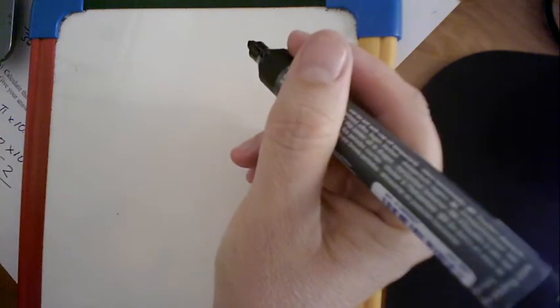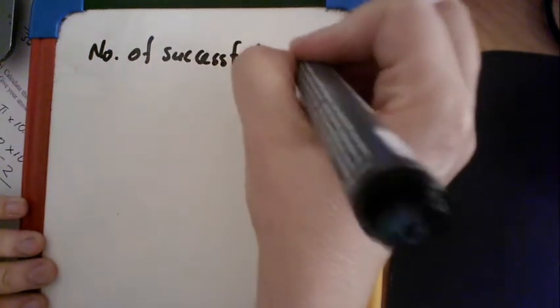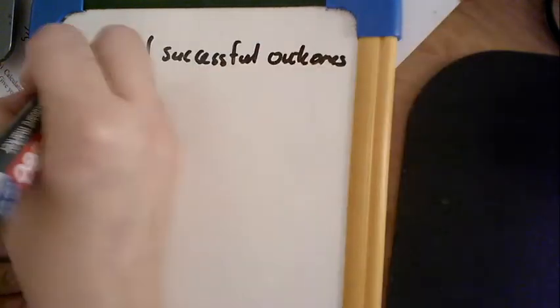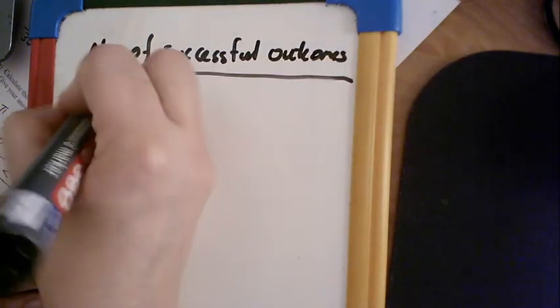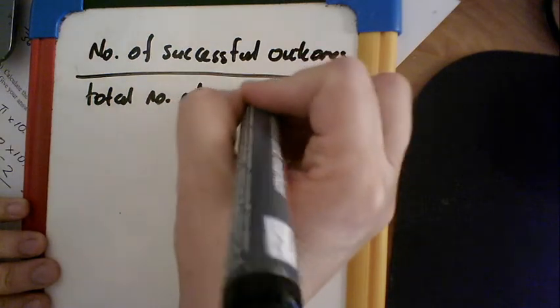In this video, we're going to be exploring probability. Now, probability is the chance of something happening. How we find it is by this fraction. We say the number of successful outcomes divided by the total number of possible outcomes.